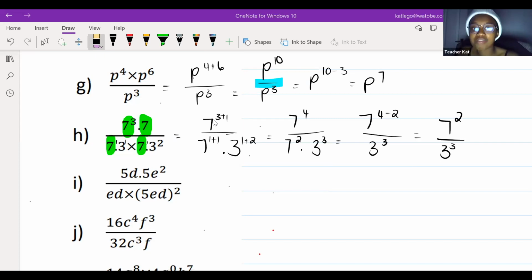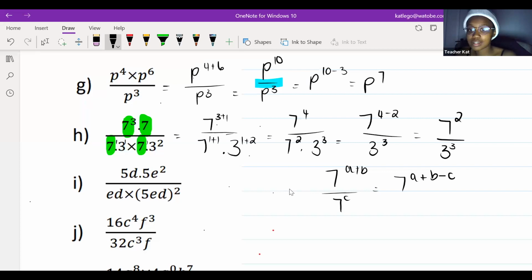No, remember when you're dividing, you subtract the exponents. Okay, I think it's for the previous example. When you divide, you subtract your exponents. So you can say a plus b over 7c, but then you're going to still end up with 7 to the power of a plus b minus c, because the c was at the bottom. You just have to make sure that they have the same base, and then you apply the same laws of exponents. Okay, let's do number I.